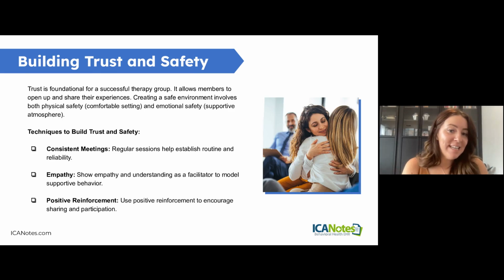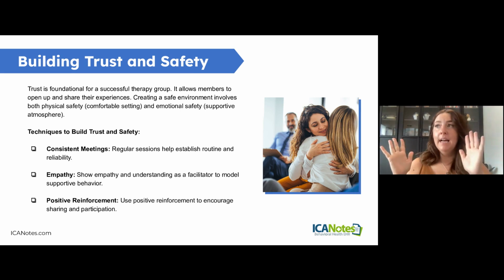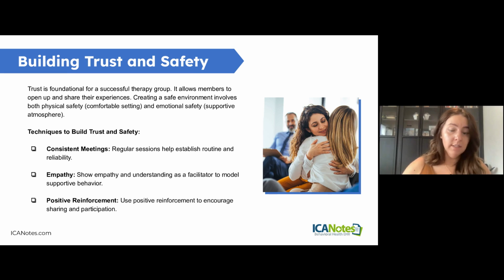Building trust and safety is so important in order for group members to participate, make progress, and get what they need out of the end of the group. So we can help build that trust and safety through consistency of meetings. If you as the facilitator can keep the sessions when they are scheduled, insofar as you are able, we can't control storms and natural disasters and getting super, super sick. But as much as you can, make sure that when that group is supposed to happen, it does happen.